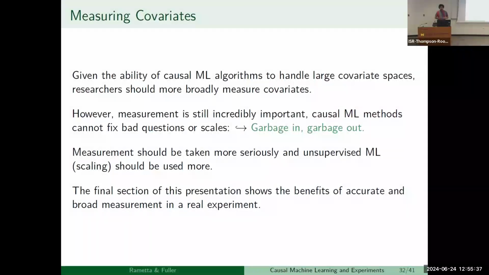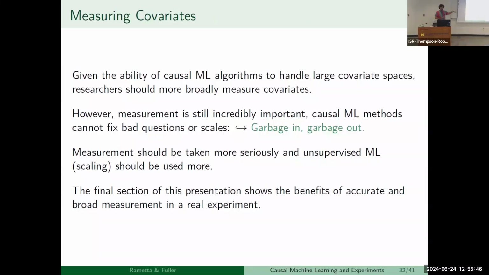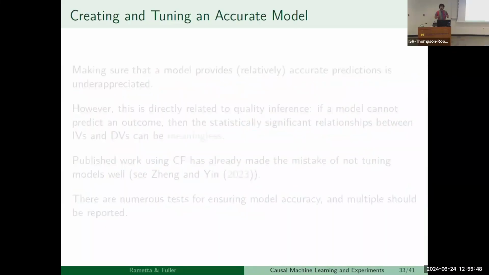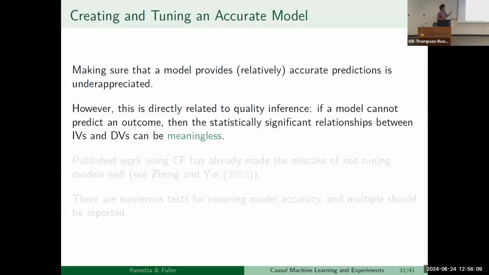And then the final section of this presentation shows the benefits of accurate and broad measurement in a real experiment. Actually, we're not doing that little part, so ignore that. But anyway, we'll talk about creating and tuning an accurate model. We want to make sure that a model provides relatively accurate predictions, right? Broadly speaking, this is underappreciated in a lot of contexts. I think this should be more of a consideration even in parametric estimation of models, whether it's OLS or MLE, et cetera. But in this context, we certainly want to make sure.